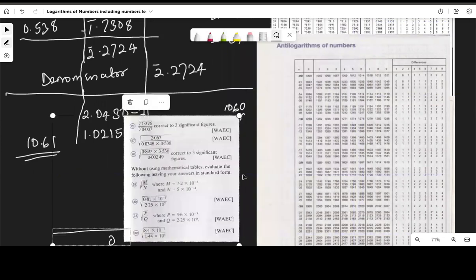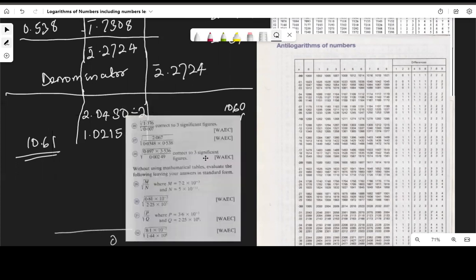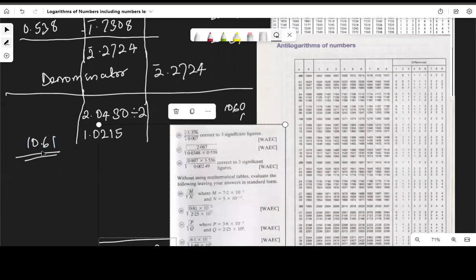And the next one, we have to evaluate this. 8 the square root of 0.897 multiplied by 3.536 divided by 0.00249. The question actually said to 3 significant figures. So this one to 3 significant figures is 10.6.